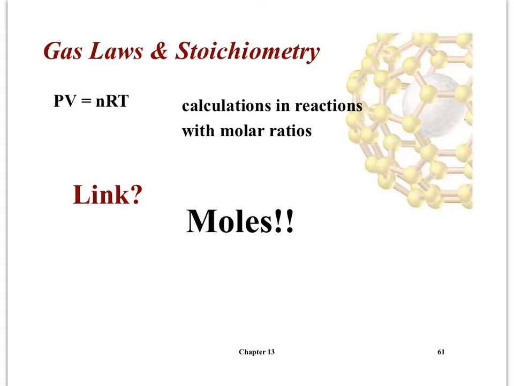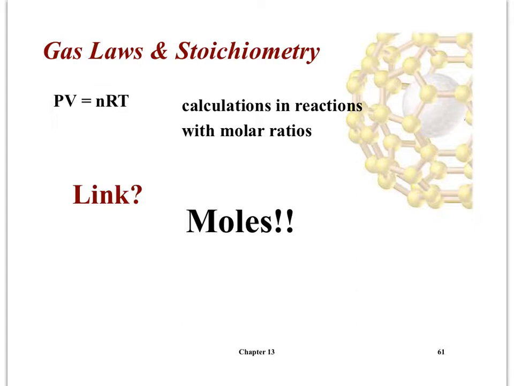The main thing about stoichiometry is the molar ratio. So you can link between one substance and another using that molar ratio, which is the coefficients in the balanced chemical reaction. So what is the link between PV equals nRT and then calculations in chemical reactions? Well, the link is moles.